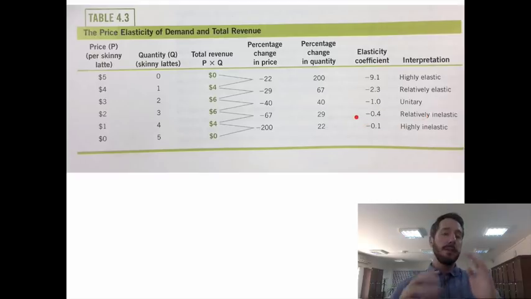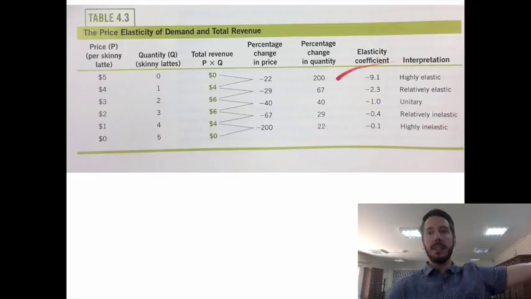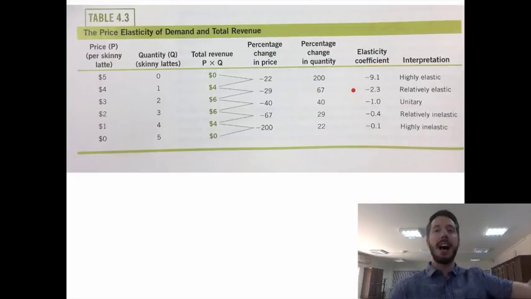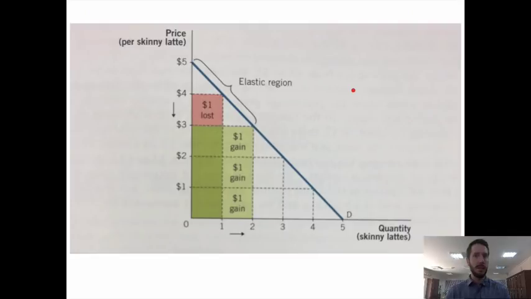Now remember, if something is between 0 and -1, it's inelastic. If it's -1, it's unitary. And if it's over -1, it's going to start becoming elastic. The higher the number gets, the more elastic it gets. So that's just a little bit of a recap.